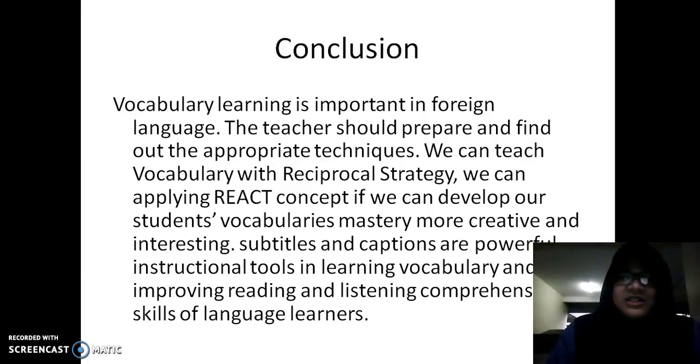For the conclusion, vocabulary learning is important in foreign language. The teacher should prepare and find out the appropriate technique. We can teach vocabulary with reciprocal strategies. We can apply the REACT concept if we want to develop our students' vocabulary, and subtitles and captions are powerful instructional tools in learning vocabulary and improving reading and listening comprehension skills of a language learner.